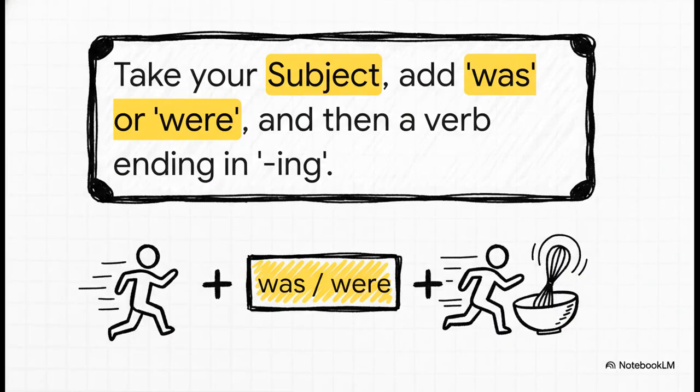The formula here is also pretty straightforward. You just need your subject, then was or were, and then your verb with an -ing at the end, like "I was preparing." Easy peasy.